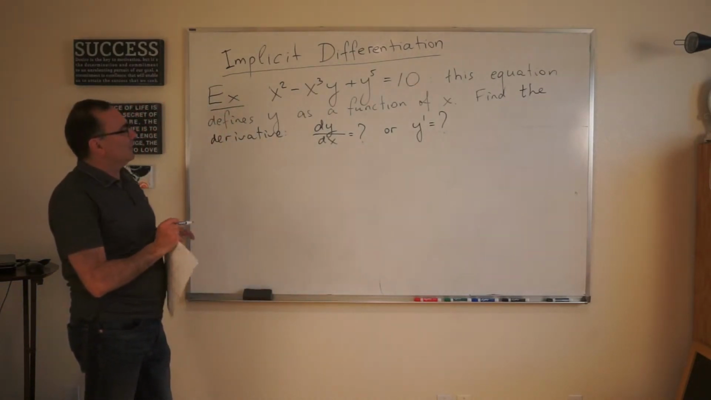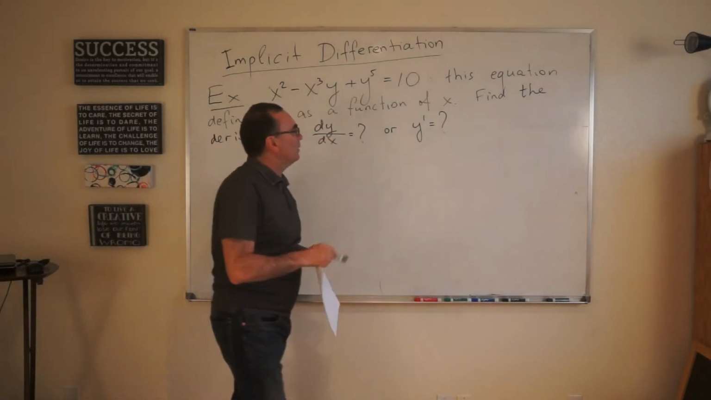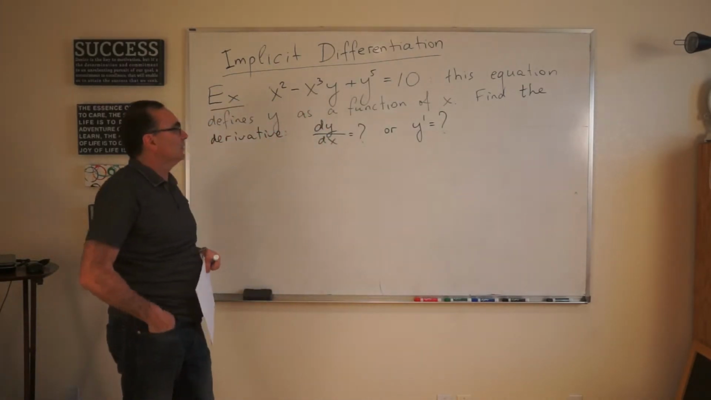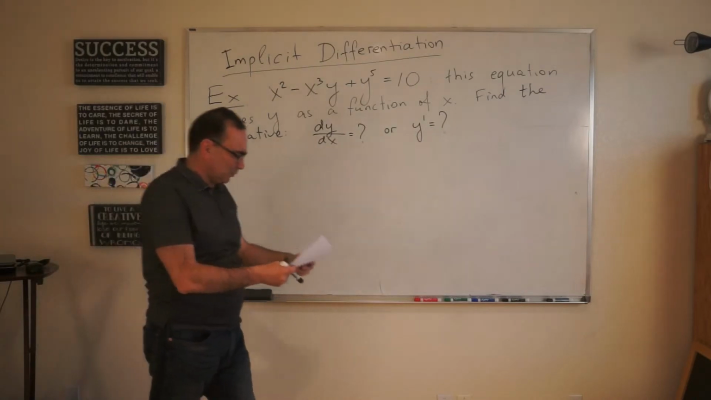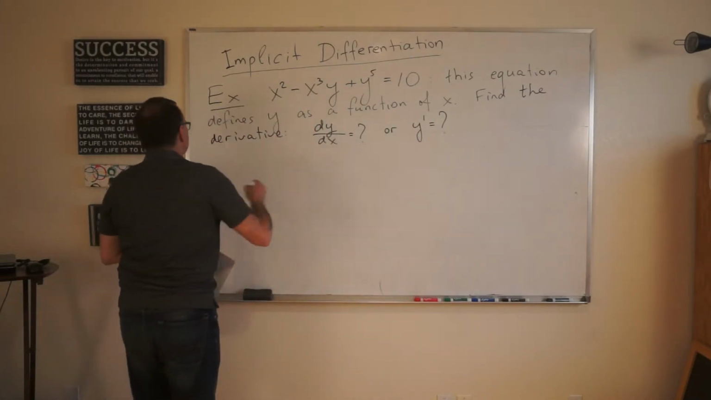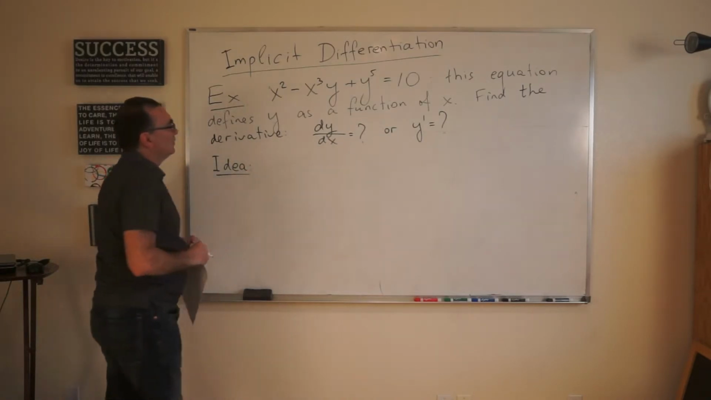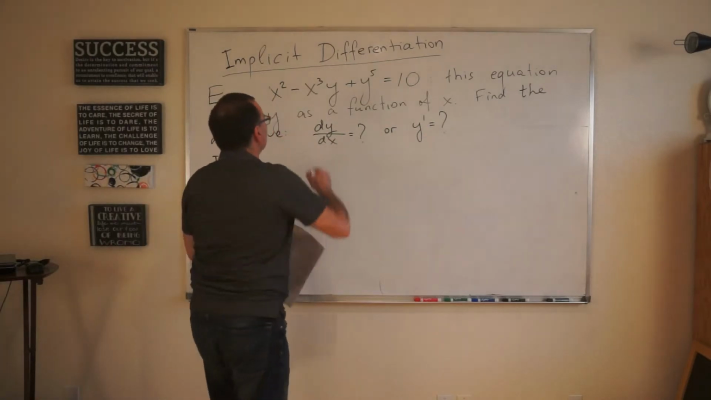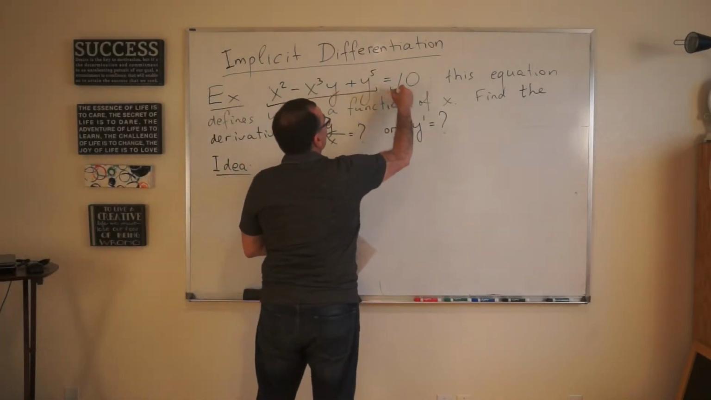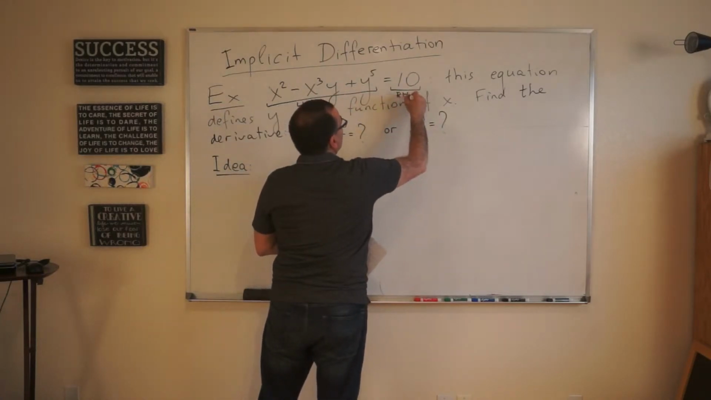Now this equation cannot be solved in terms of y. We cannot isolate y because this is an equation of the fifth degree. So we should use other methods. And the idea of the other method is this. Look at the left hand side and the right hand side of this equation.